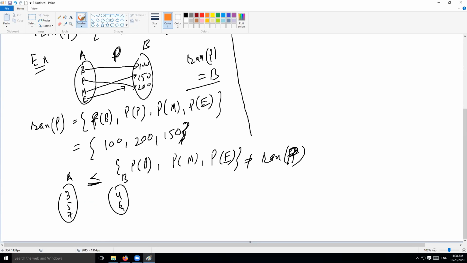3 would be. Exactly. So 3 is less than 4, 6, 9. More than one output. Exactly. So 3 is less than 4, 3 is less than 6 and 3 is less than 9. So this is not a function. This is not a correct recipe of a function.